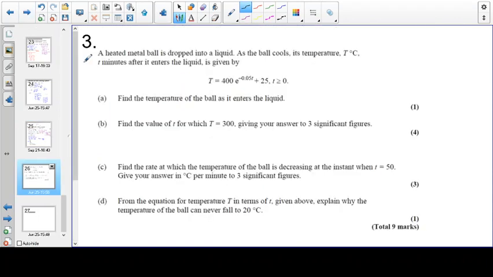Okay, last question. A heated metal ball is dropped into a liquid. As the ball cools, its temperature, T degrees, t minutes after it enters the liquid is given by that. So we've got temperature, capital T, and little t is minutes after it enters the liquid.